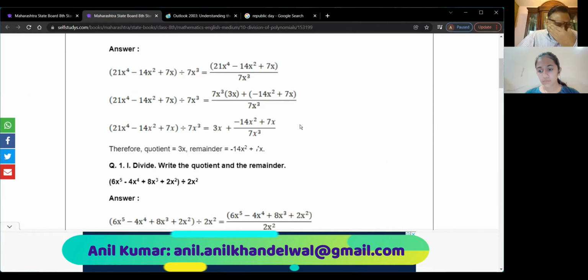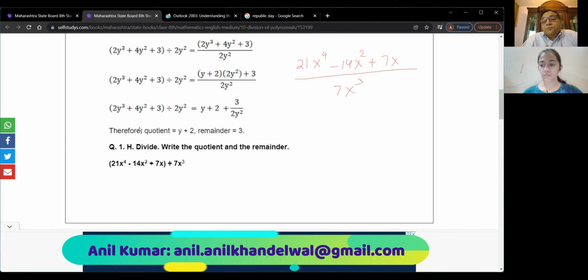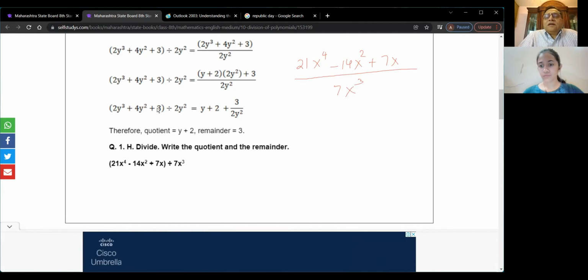Now let's look into the next question. So Naisha, let us now look at question 1H, which is 21x to the power of 4 minus 14x squared plus 7x divided by 7x cubed, right? Now remember one thing, you are dividing by x cubed. So if the powers are less than x cube, you cannot divide, right? You can only divide the terms which have higher power. Is that clear to you?